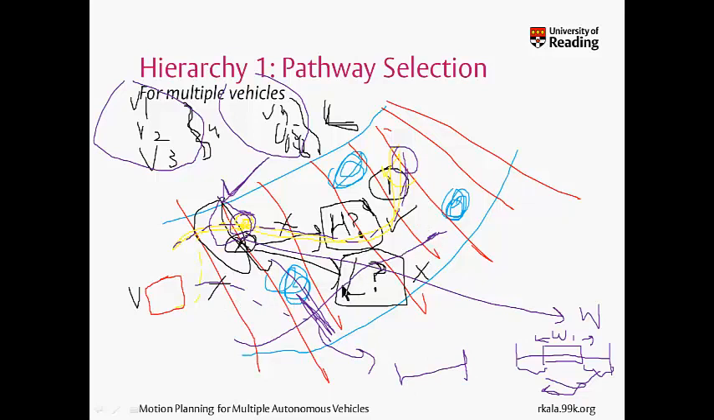Suppose this vehicle reaches at approximately the same time that this vehicle reaches, and this vehicle needs this much amount of space. Now I ask, how much space is available? It's very little. Will I be able to fit in? The answer is no. I mark this pathway as blocked.